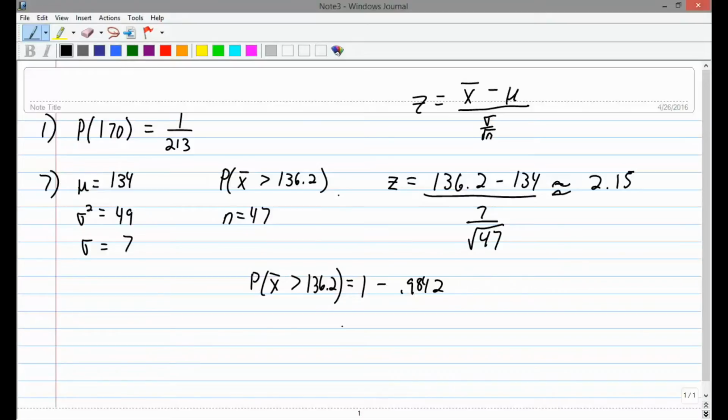The mean of those 47 selected items. Right. So that's going to be 0.0158.